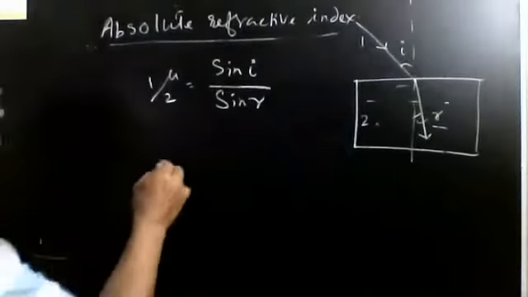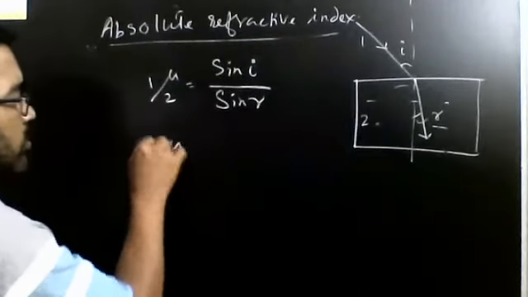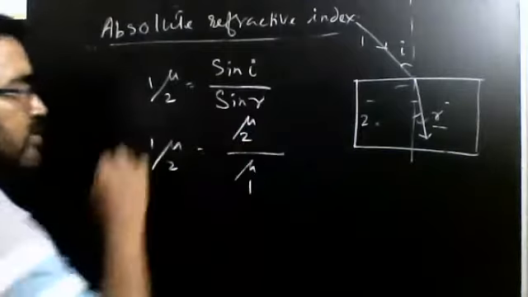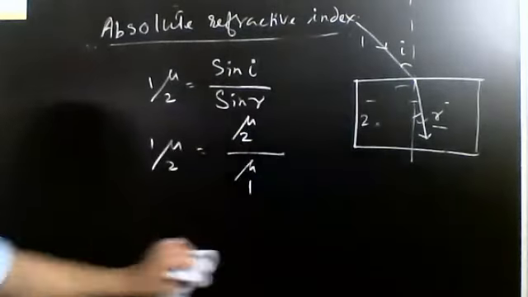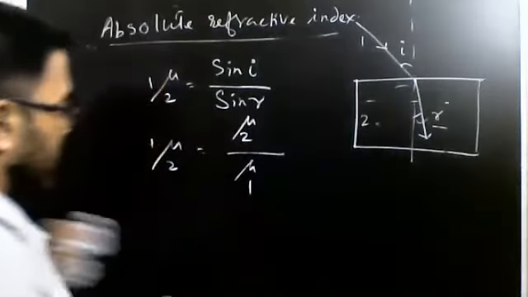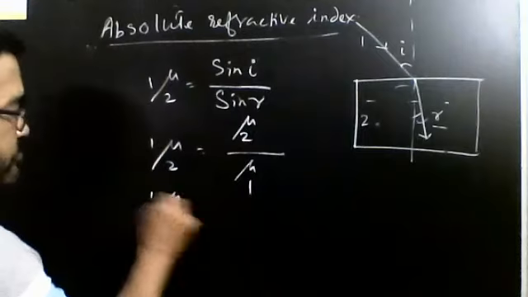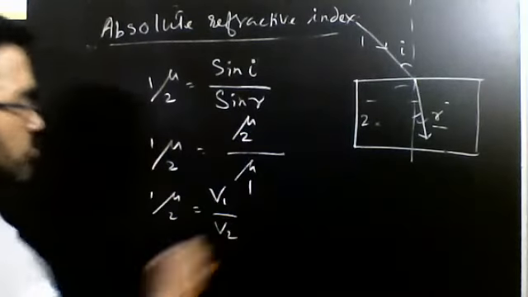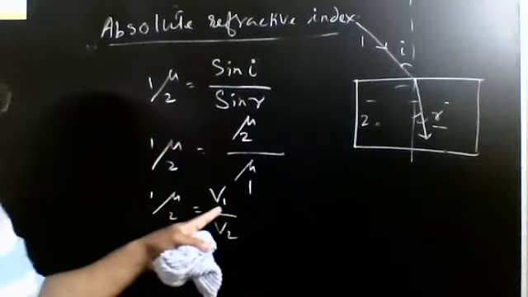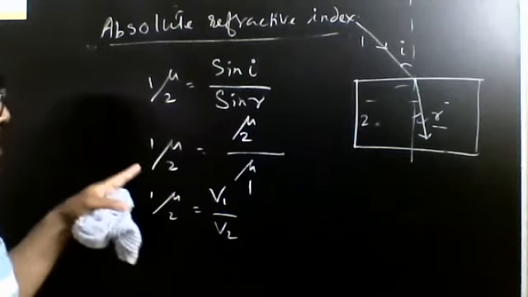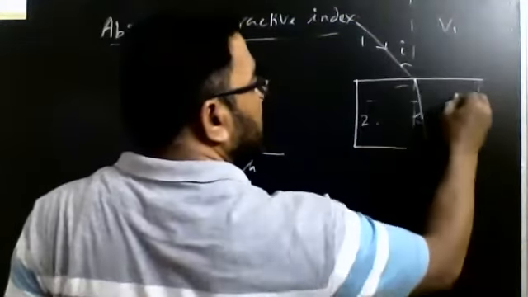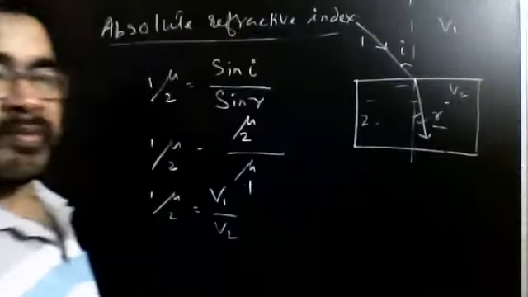So the second one is mu 2 1 in terms of absolute refractive index. This is another relation. Another relation, V1 by V2. What is V1? V1 is the velocity of light in medium 1. Velocity of light in medium 1, velocity of light in medium 2.